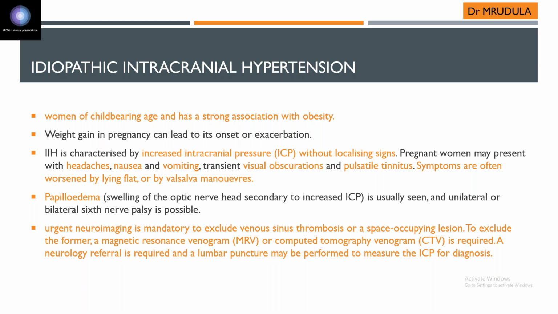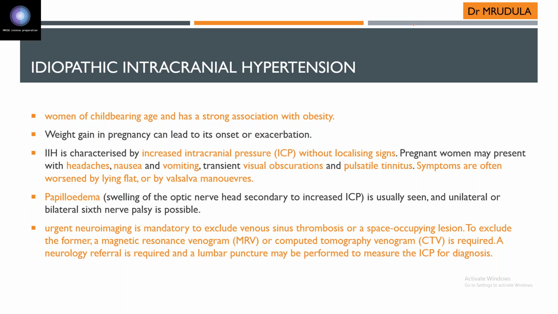Then another condition usually associated with visual disturbances is idiopathic intracranial hypertension. It is usually common in women of childbearing age, and it has a strong association with obesity. Weight gain leads to its onset and exacerbation. The main feature of idiopathic intracranial hypertension is raised intracranial pressure without localizing signs. Remember, it is without localizing signs. The signs and symptoms are headache, nausea, vomiting, transient visual obscurations, and pulsatile tinnitus. Usually the symptoms are worsened by Valsalva maneuver or lying flat.